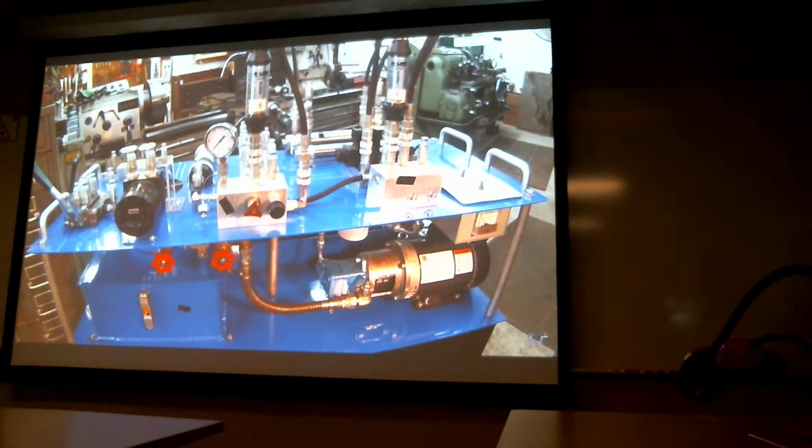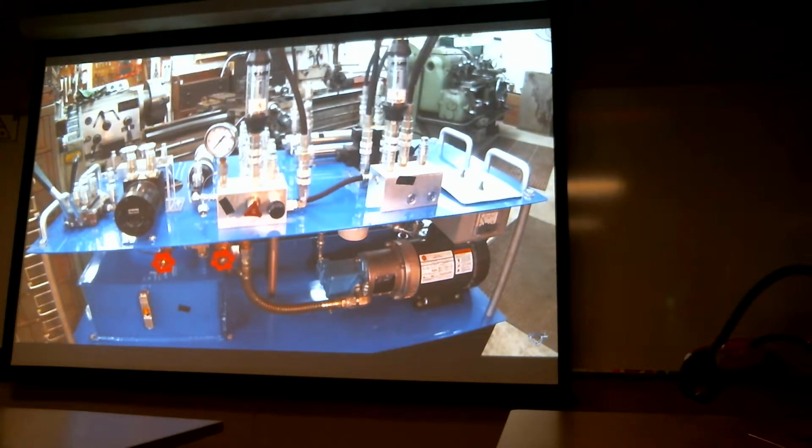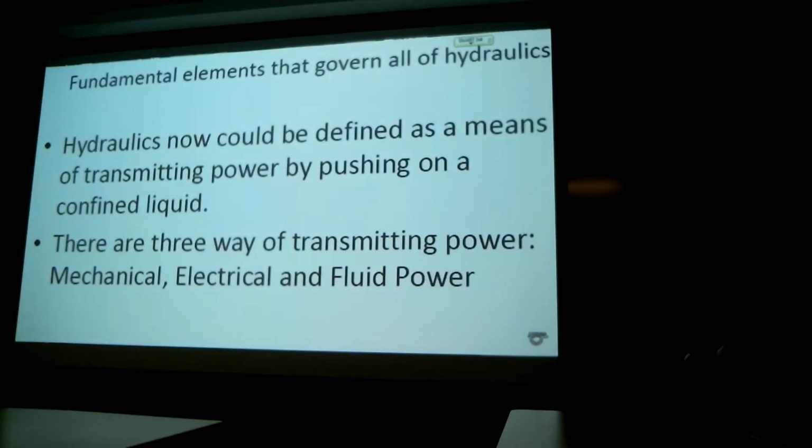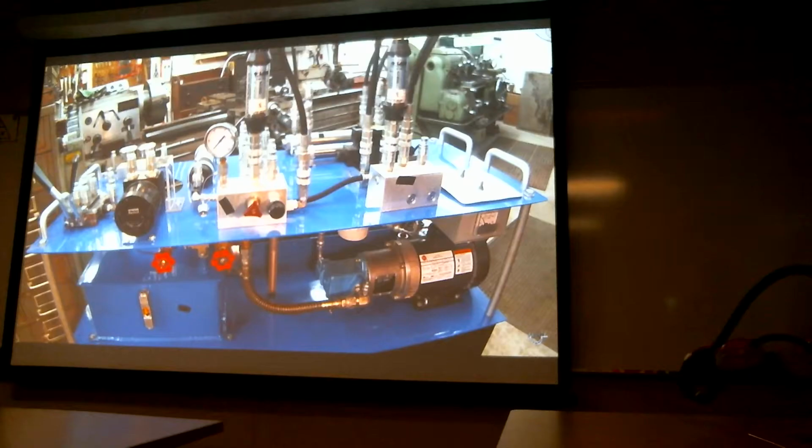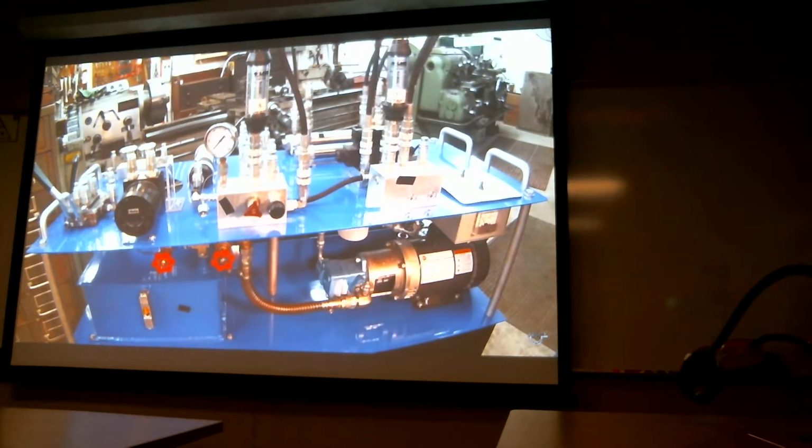There's actually three ways of transmitting power. One is mechanical, with gearboxes and chain and sprockets and things like that. The second one is electrical, with variable speed drives and things like that. And then the last one is hydraulics, or fluid power, and hydraulics or pneumatics, either one. So this is what we're going to talk about today, obviously, is hydraulics.